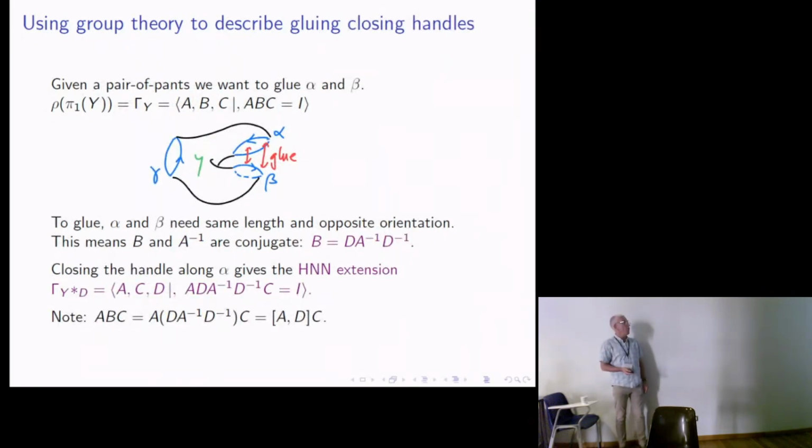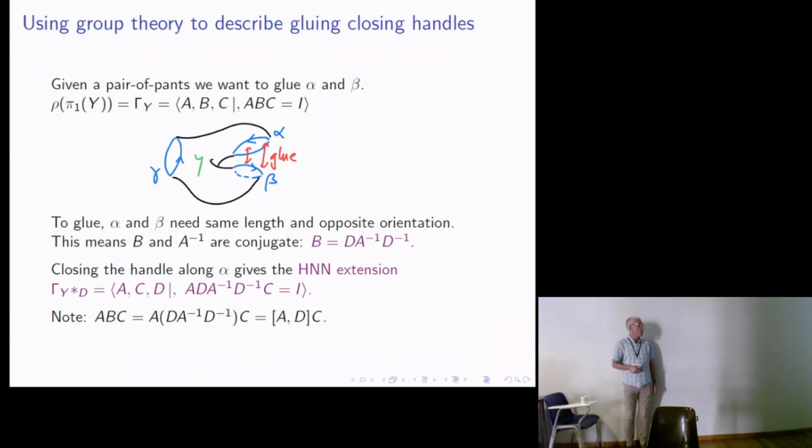Okay, so now what happens when we want to close the handle? I have the same sort of idea. Now I have to have B conjugate to A inverse. That's the same as the opposite orientation and the same length. And so I can write B as a definite conjugate there. And now to close the handle, I take the HNN extension, which means that I adjoin this conjugating element D, and the only new relation I introduce is that.